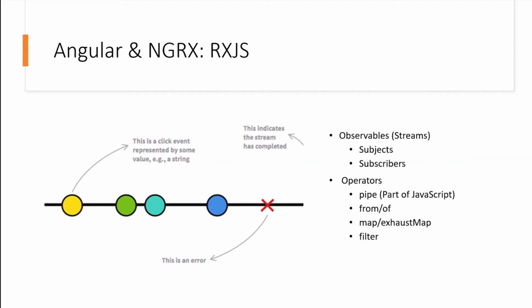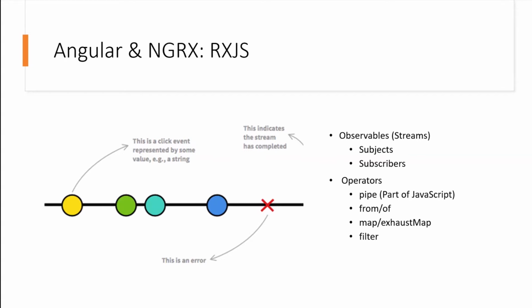The other part of RxJS you need to deal with is operators. Operators are basically different functions that you will use as you go along. One of the ones you'll come across quite a bit is pipe. Having worked now with NgRx for a few months, I've realized pipes are actually part of JavaScript. I thought it was part of RxJS, but it's actually its own piece. A pipe, if you're not familiar, is basically an operator that says, I want to execute a series of different functions or operations, and I want to pass the result of the first one into the second one, into the third one, et cetera. From and of are very important. You'll make heavy use of those.